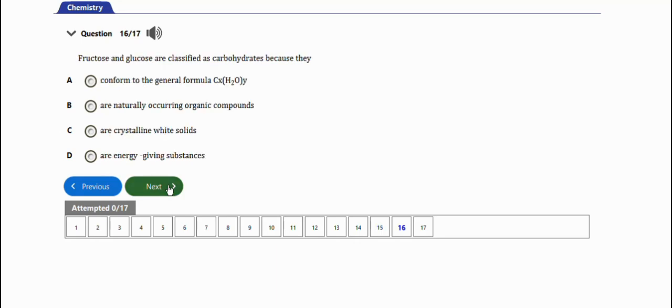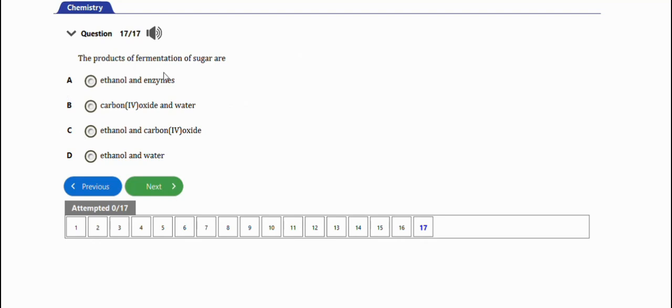Next question will be this one. It says fructose and glucose are classified as carbohydrates because they conform to the general formula. So this formula we have here is correct. The last question we have here before I end this video will be this one. So it says the product of fermentation of sugar, we have ethanol and enzyme, carbon dioxide and water. We have ethanol and carbon dioxide. We have ethanol and water. So guys, the right answer to this question will be our option C, which is ethanol and carbon dioxide.